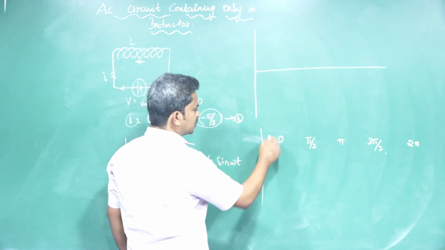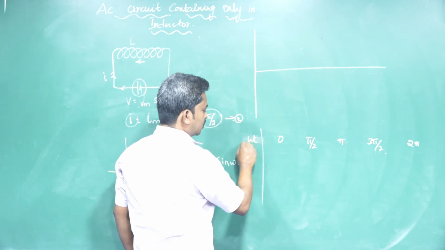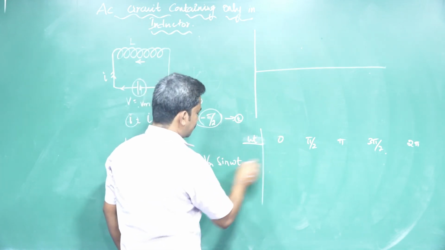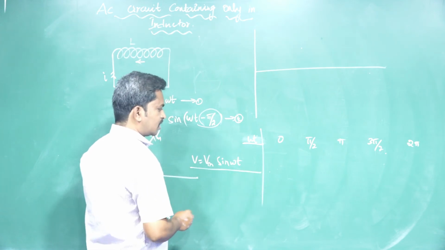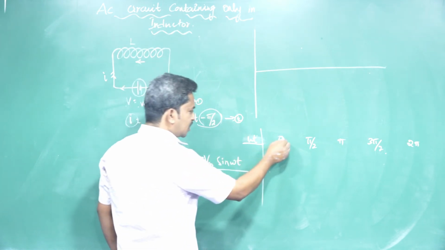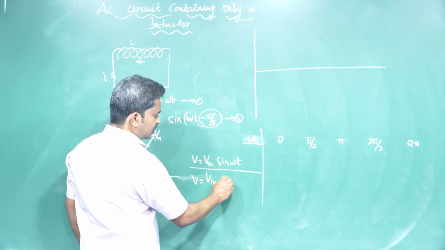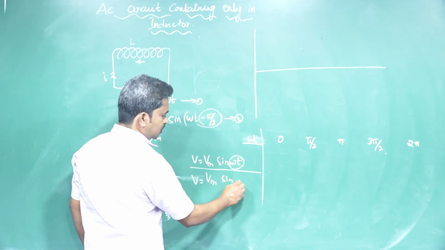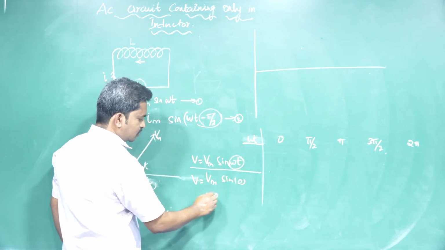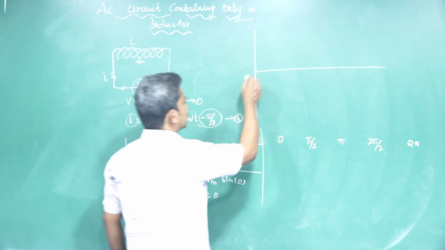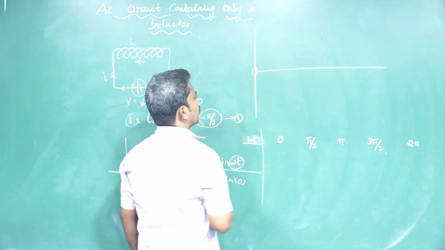If omega t is equal to 0, what happens? V is equal to Vm sin omega t. If omega t is equal to 0, then V is equal to Vm sin 0. Sin 0 value is 0. So V is equal to 0. So the first one is the 0 value.